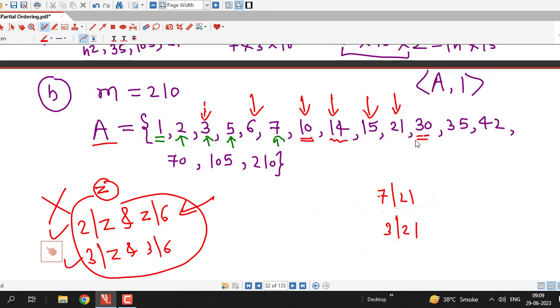30 is not a cover of any of these integers. 30 cannot be a cover of 2, because there is 10 in between 30 and 2.